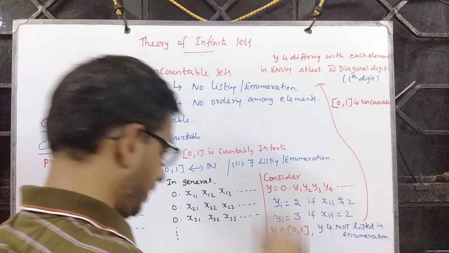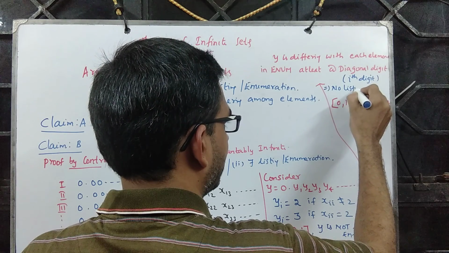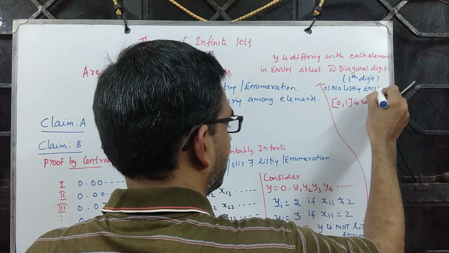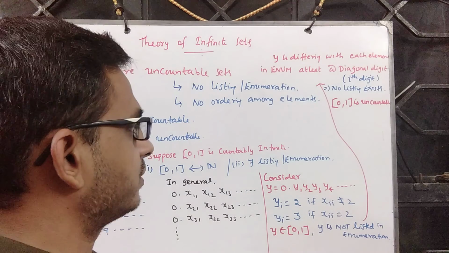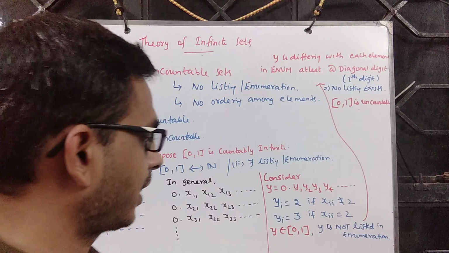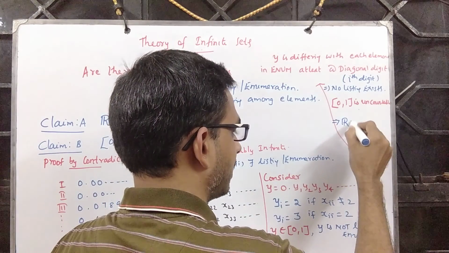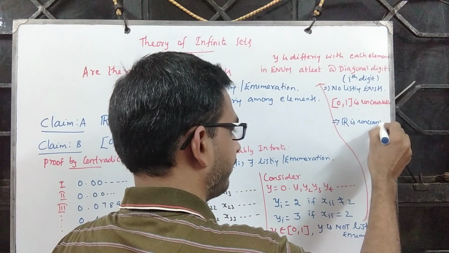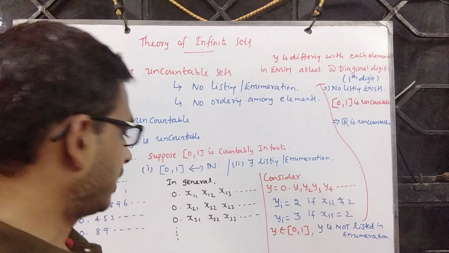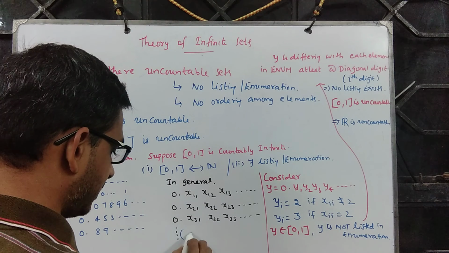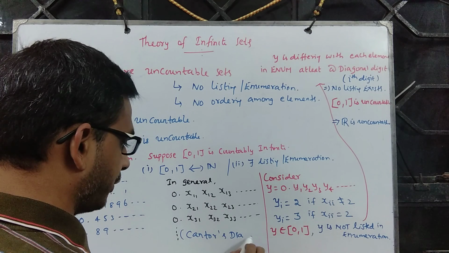Y is differing with each of this, so this implies that no listing exists. So our assumption that 0, 1 is countable is incorrect. Therefore, 0, 1 is uncountable. Now a subset is uncountable. This implies that its superset R is uncountable. Fine. It's a beautiful argument discovered by the scientist Cantor. It's called Cantor's diagonalization argument.